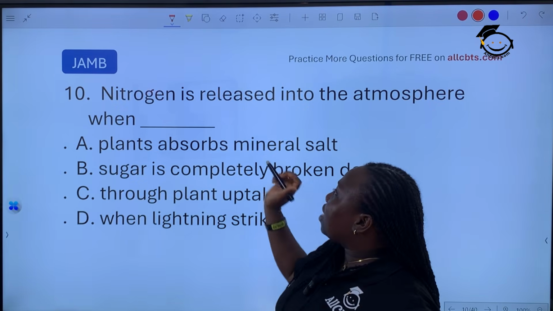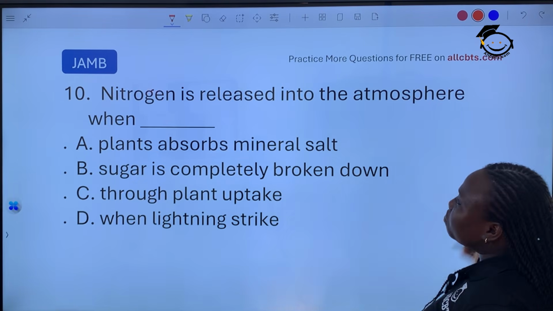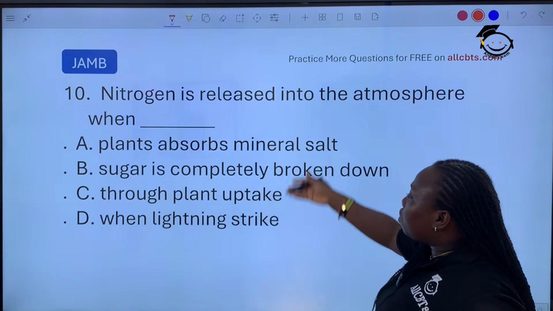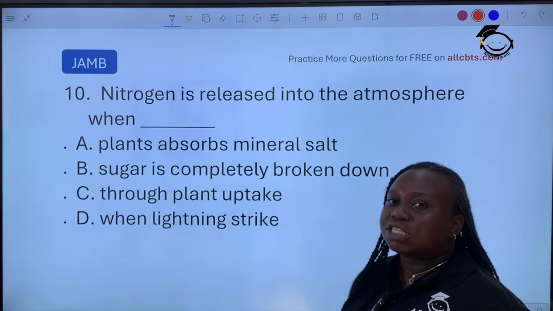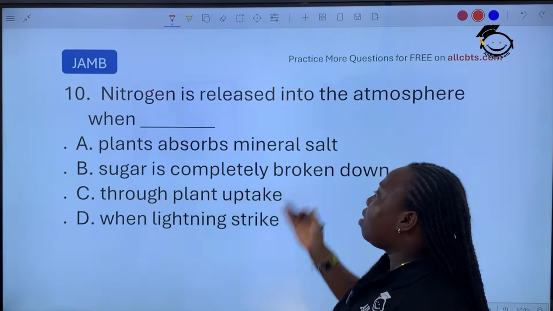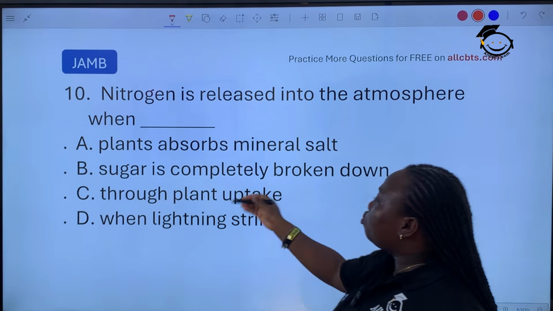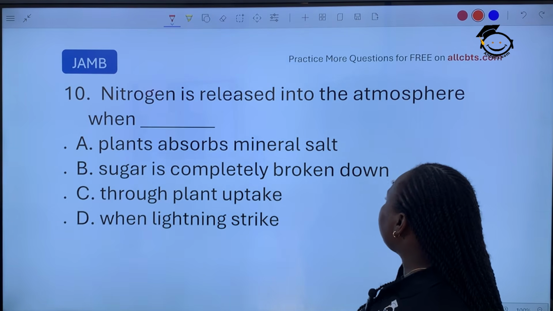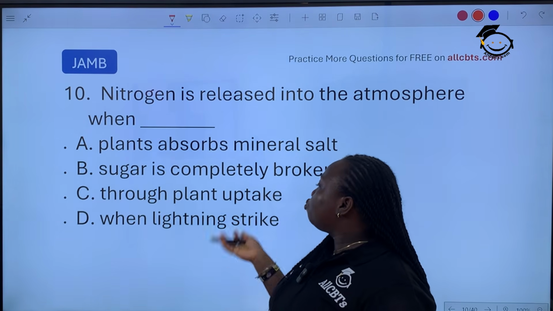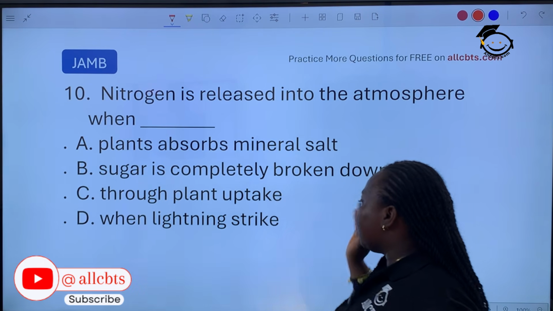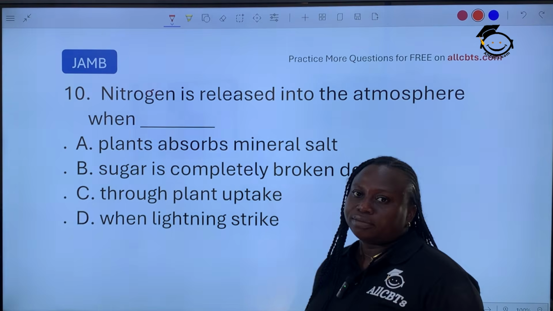Number 10, nitrogen is released into the atmosphere when what? In which of these processes is nitrogen released into the atmosphere? A, plant absorbs mineral salts. B, sugar is completely broken down. Or C, through plant uptake. Or D, when lightning strikes.